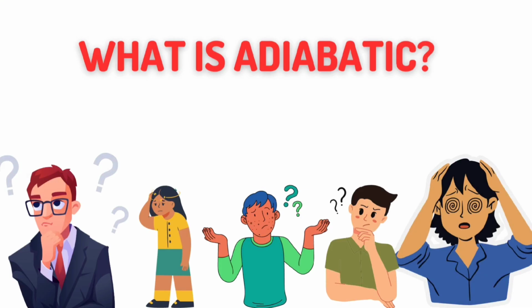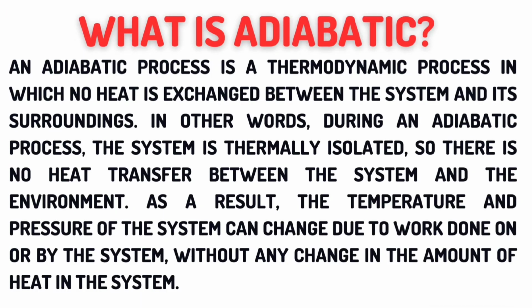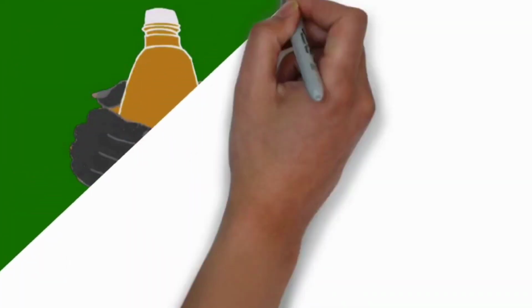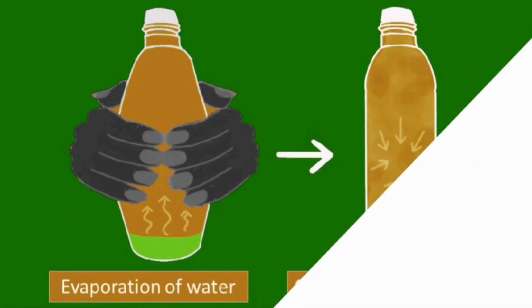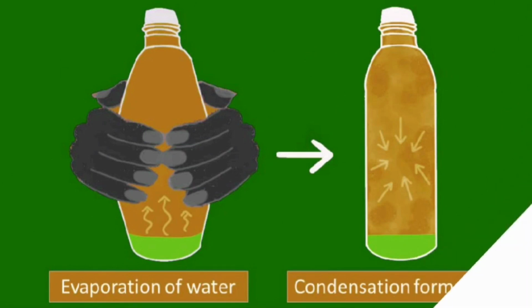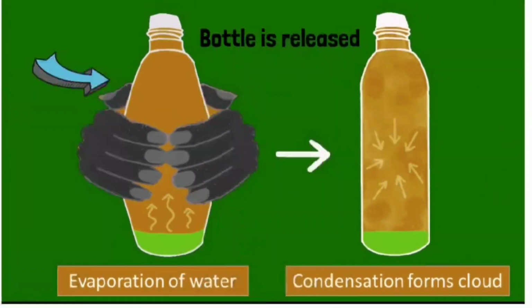Now friends, maybe a question would come to your mind: what is an adiabatic process? Okay, let me explain it in a simple way. An adiabatic process is a thermodynamic process in which no heat is exchanged between the system and its surroundings. In addition, when I compressed the air inside the bottle, I did work on the air, which increased its internal energy. This caused the temperature of the air to increase.